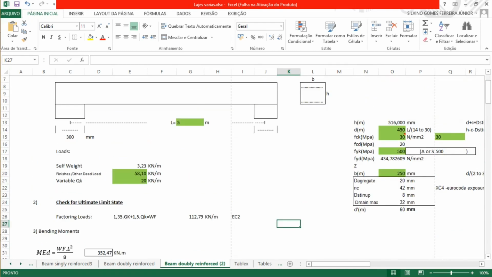So we have here all factors. Let's define concrete C30 megapascal, for rebars S500. The FYD is simply 500 divided by the safety factor of steel, 1.15.